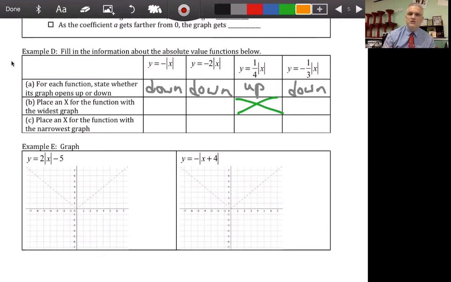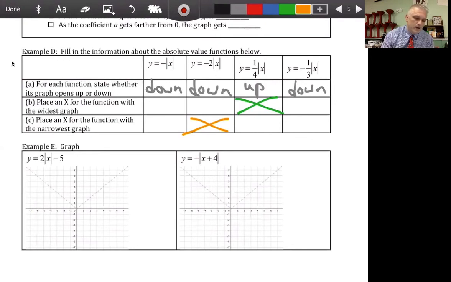And now finally, the narrowest graph. Narrowest graph means that the slope or the coefficient is going to be furthest from 0. So -1, -2, 1/4, or -1/3. Furthest from 0 would be a -2. Easy enough. That's going to be the narrowest of the four graphs if those four equations were graphed out.